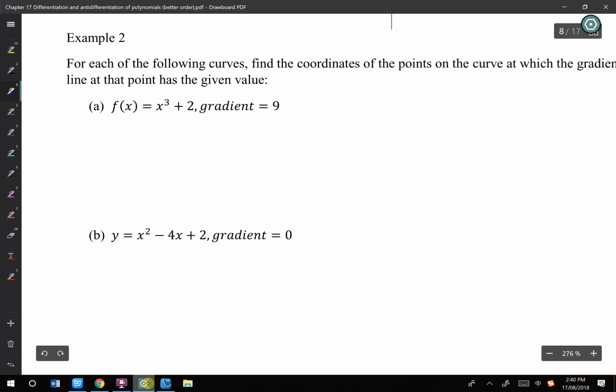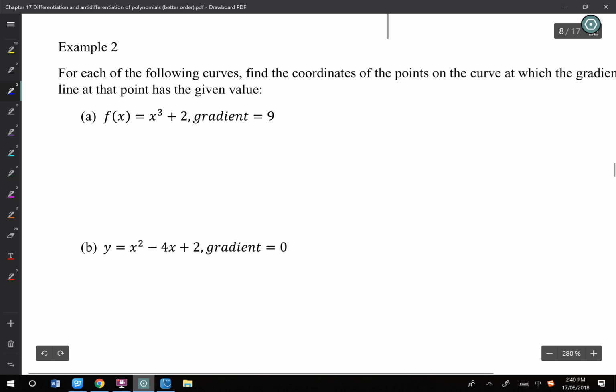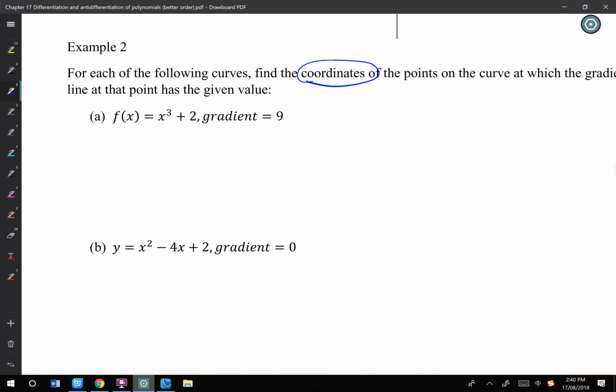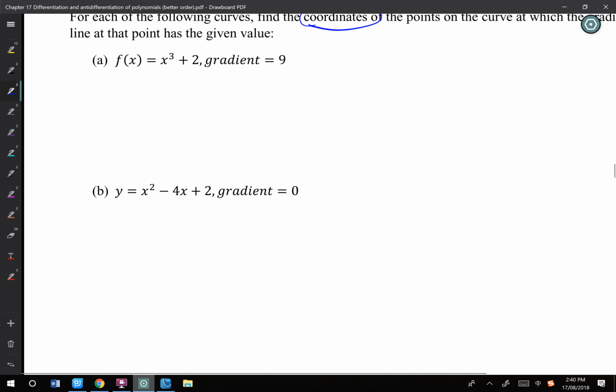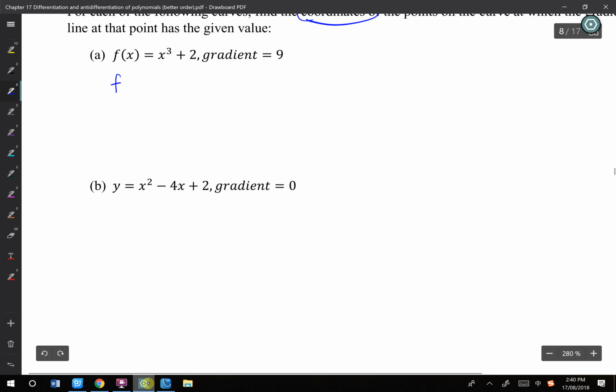Alright, for example 2, for each of the following curves, find the coordinates of the point on the curve at which the gradient of the tangent has the given value. So I need to first find the gradient function. f dash x equals 3x squared for this function. And I want my gradient to equal 9. So I have 3x squared equals 9, x squared equals 3, and x equals plus minus root 3.